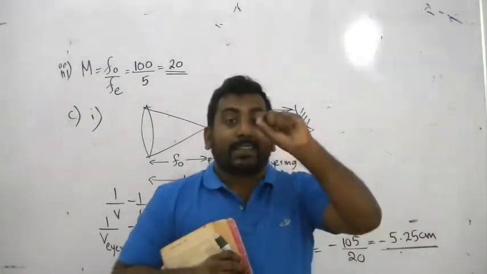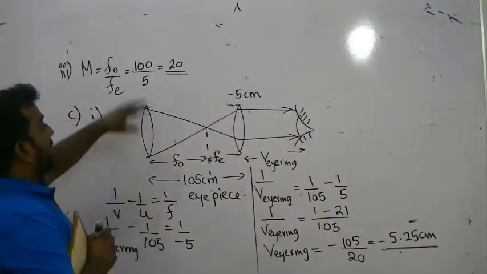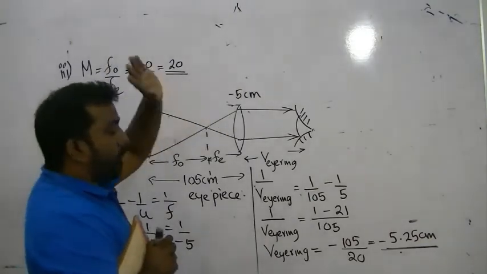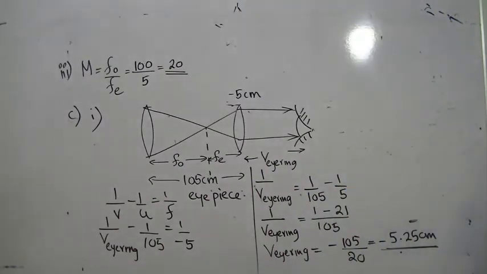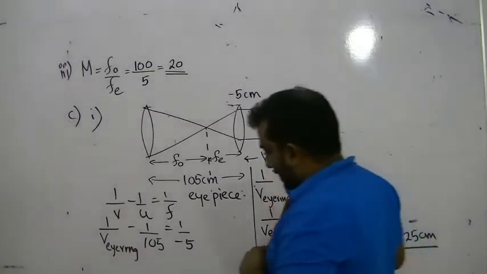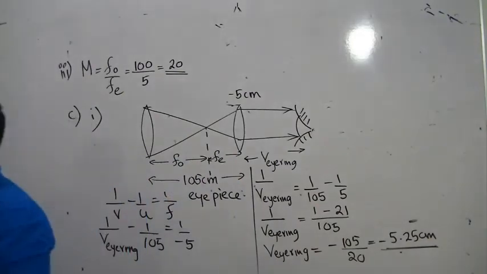So what is the eye ring? The eye ring is the location where the objective lens will act as the object for the eyepiece. Right there. The eye ring is the position where the objective lens will act as the object for the eyepiece.